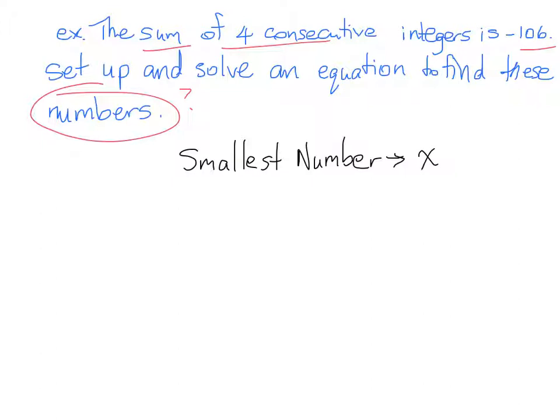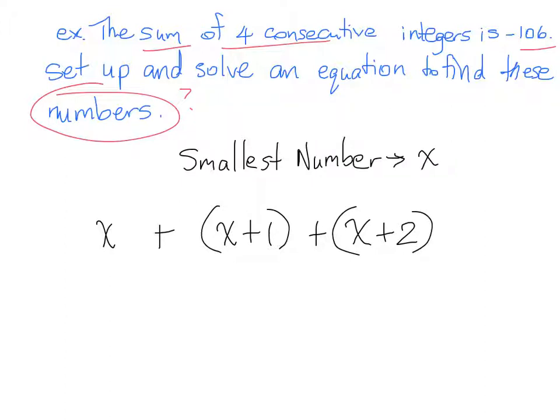All right, so if the smallest number is x and there are 4 numbers, well, they're consecutive, remember that. The next one up will be 1 more than the smallest one. So this is the smallest one. The next one up will be 1 more than that. The next one up will be 1 more than that, which is actually 2 more than the first one. And the fourth one will be 1 more than that. So now those are my numbers. And when I add them all together, I ran out of space on this side, so I'm going to write it over here, my sum should be -106.